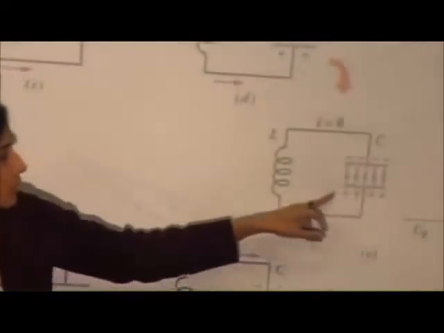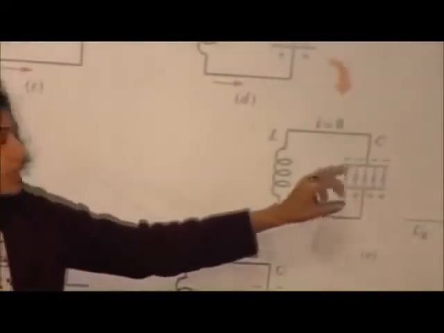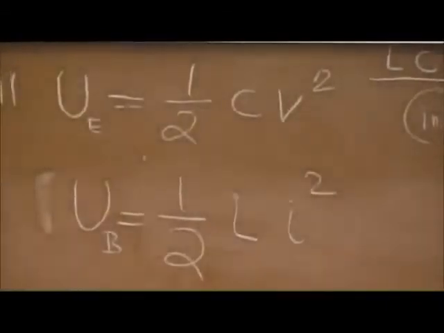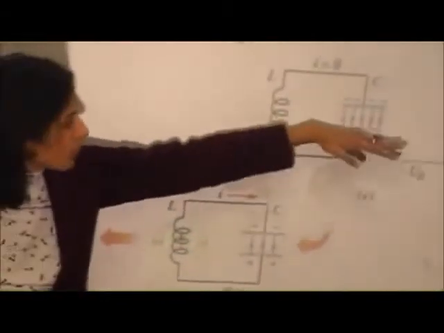And after some time what will happen? Look here, what's happened. This plate has gotten completely charged to the initial value here, but notice the polarity. Now the bottom plate is positively charged, the top plate is negatively charged. Here the top plate was positively charged and the bottom plate was negatively charged.